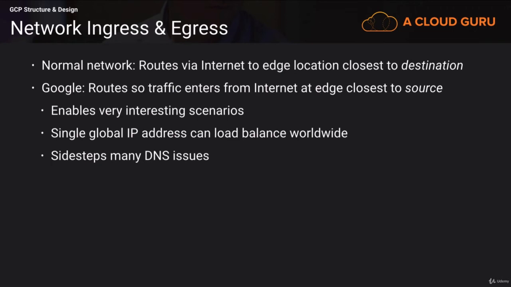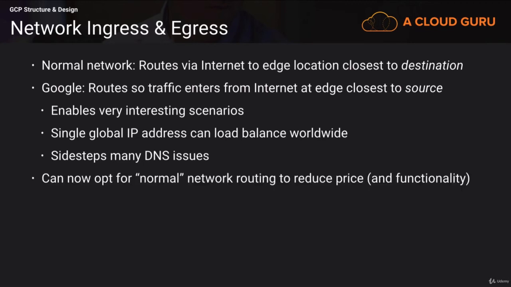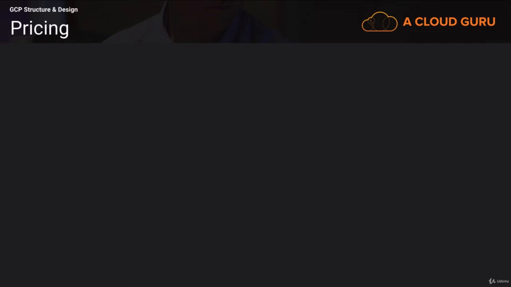Now, GCP used to have just one mode, where data would spend as much time as possible inside the private network. But it's now possible to opt for a normal network routing policy to reduce the price somewhat, of course also reducing the functionality. And this is a good time to talk a bit about how pricing works.